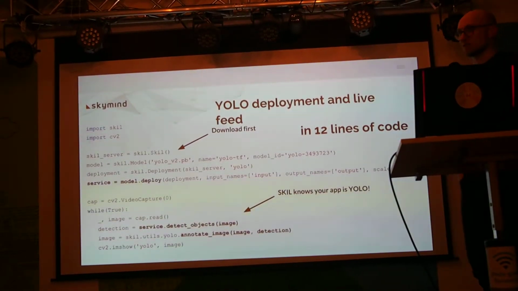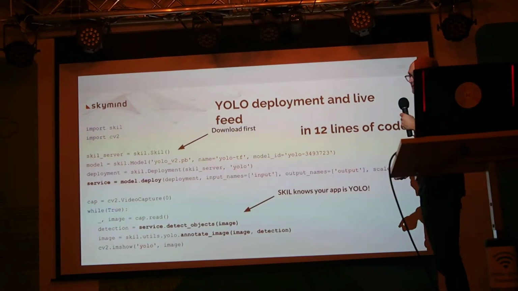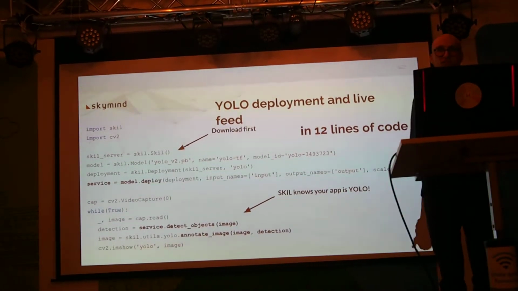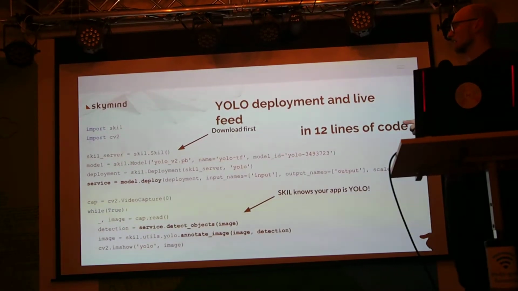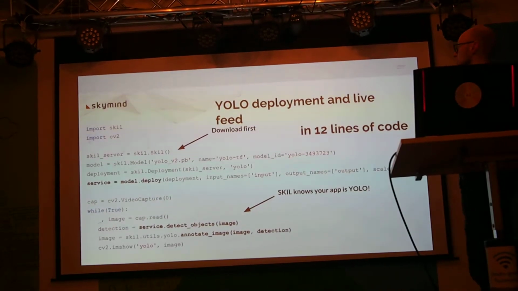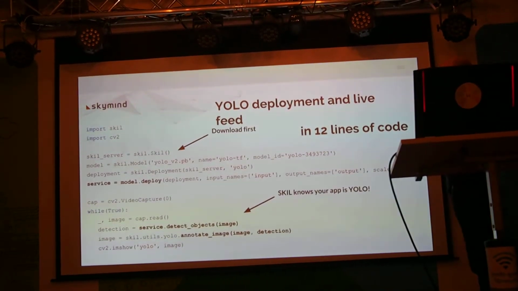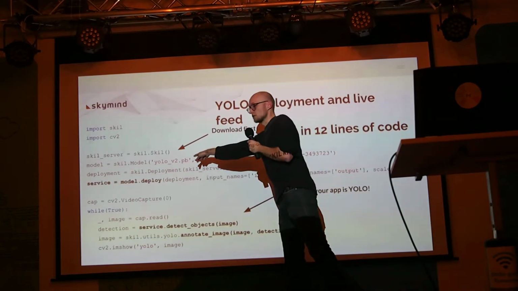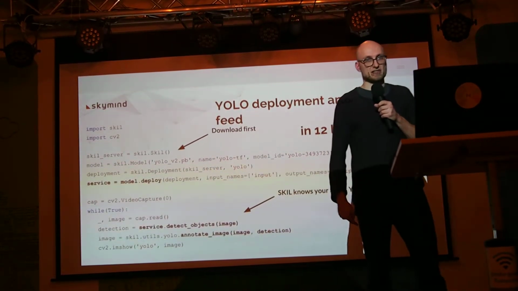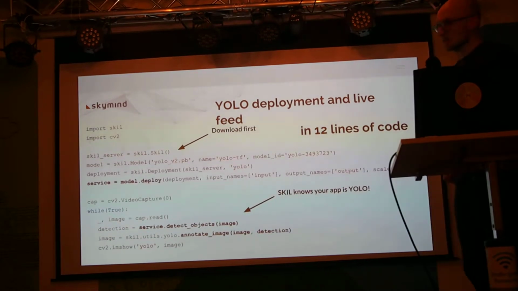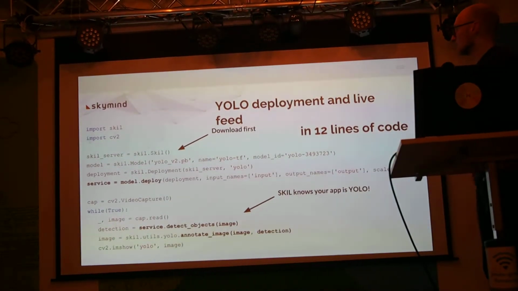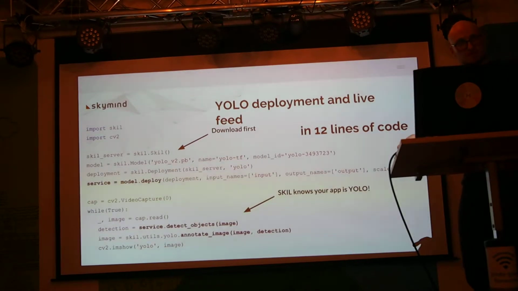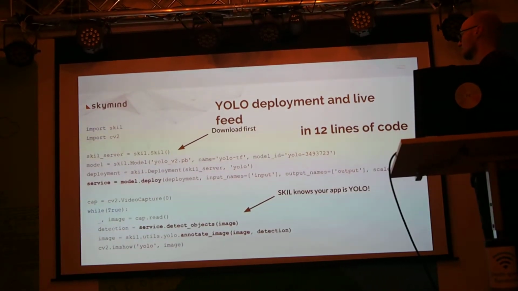Okay, so I'm going to show you how to do deployment of the YOLO model in about 12 lines of code. The only thing we import at the beginning is the Skil library, and cv2 is OpenCV, a popular image manipulation library. We've seen this before: you start your Skil server, then you define your model. So you need to download YOLO v2 first. That's a TensorFlow model. And you give it a name and an ID. And afterwards you deploy it, and you get a service, right?